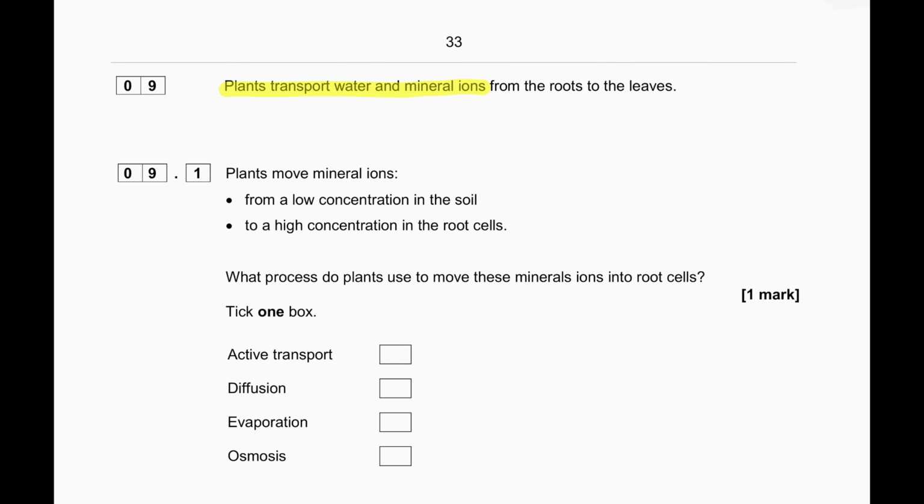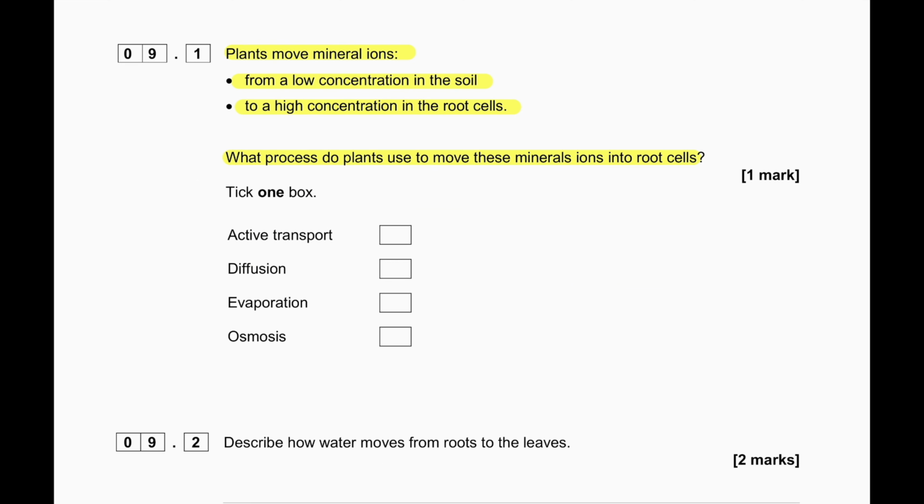Plants transport water and mineral ions from the root to the leaves. Plants move mineral ions from a low concentration in the soil to a high concentration in the root cells. What process do plants use to move these mineral ions into root cells? Because the plant is moving from a low concentration to a place of high concentration, that means active transport is needed. So guys, what is active transport?